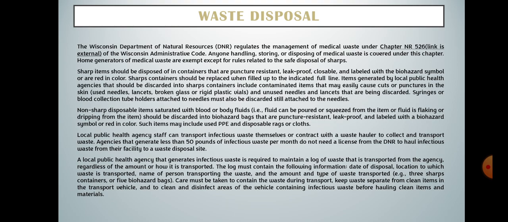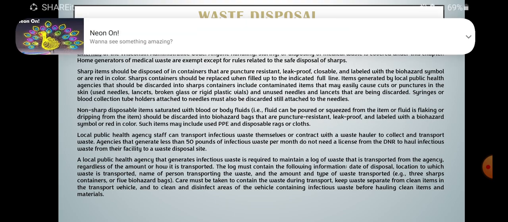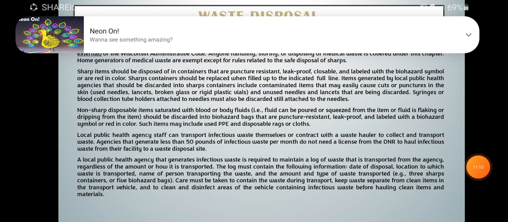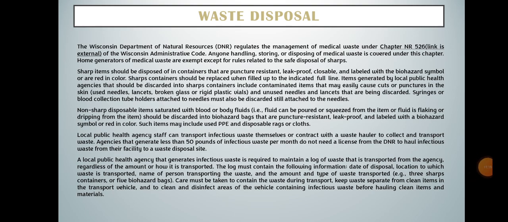Items generated by local public health agencies that should be discarded into sharps containers include contaminated items that may easily cause cuts or punctures in the skin, used needles, lancets, broken glass, or rigid plastic vials, and unused needles or lancets that are being discarded. Syringe or blood collection tube holders attached to needles must also be discarded still attached to the needles. Non-sharp items saturated with blood or body fluids should be discarded into biohazard bags that are puncture resistant, leak proof, and labeled with a biohazard symbol or red in color. Such items may include used PPE and disposable rags or cloths.